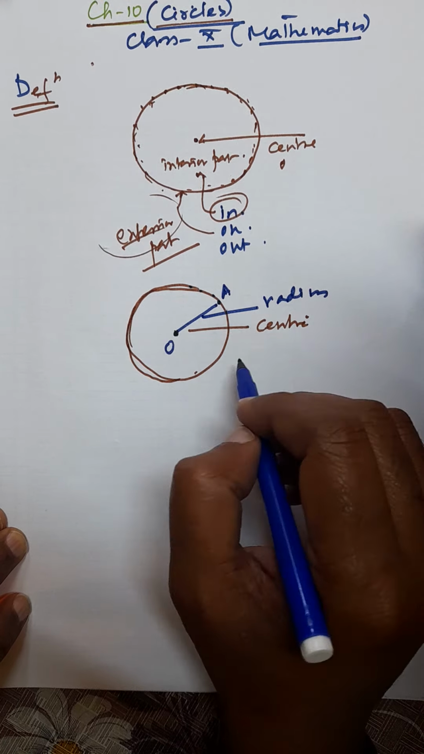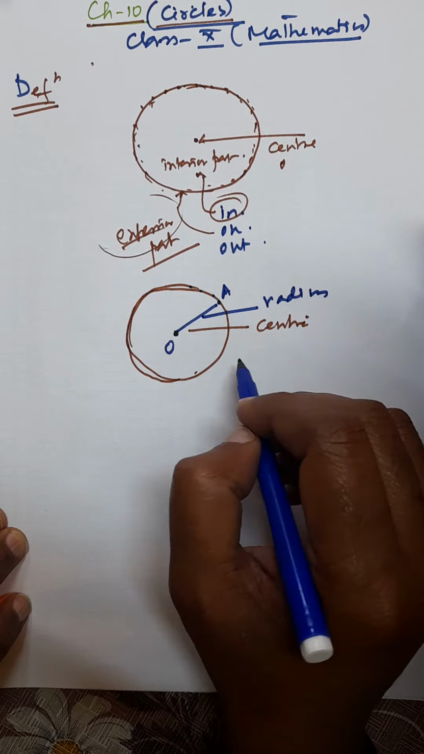The line segment joining any two points on the circle, so P is a point, Q is another point, is called a chord. We already learned this in the previous classes. The line segment joining any two points which passes through the center of the circle, suppose X, Y, is called a diameter. And the diameter is the longest chord.